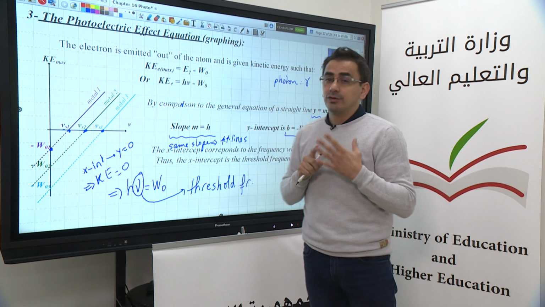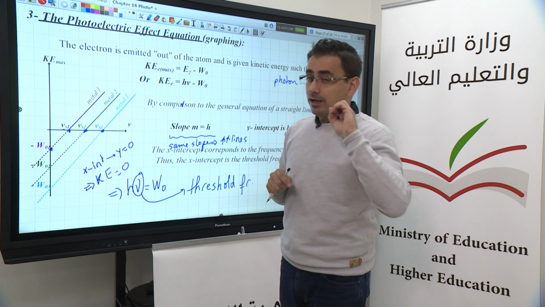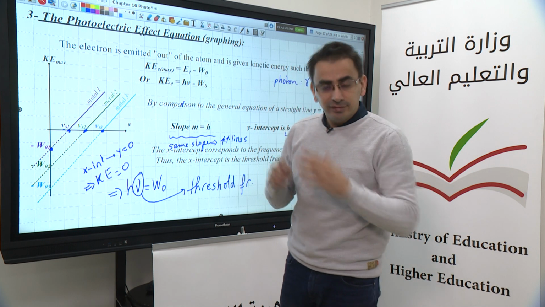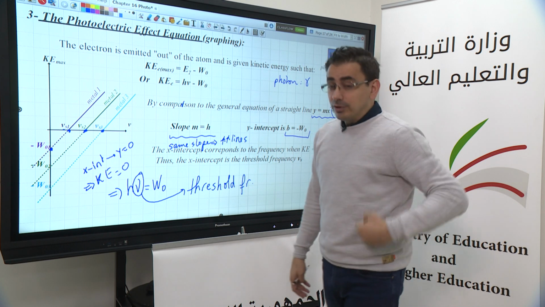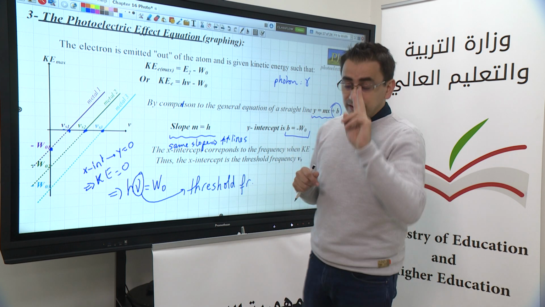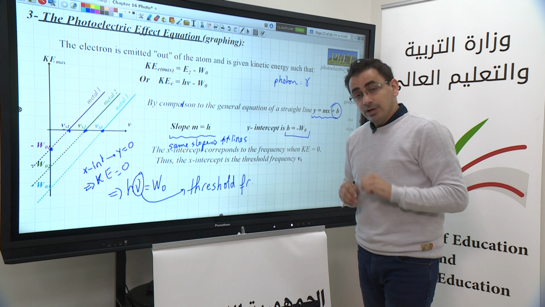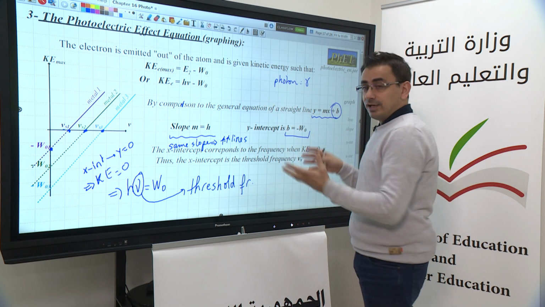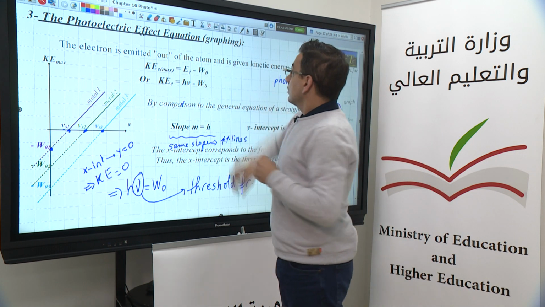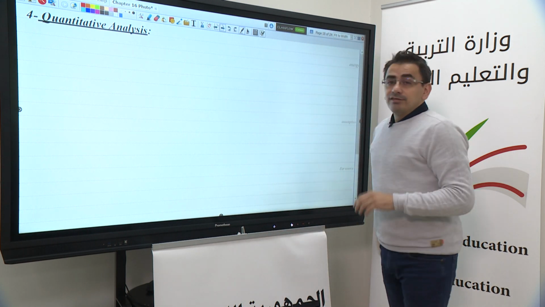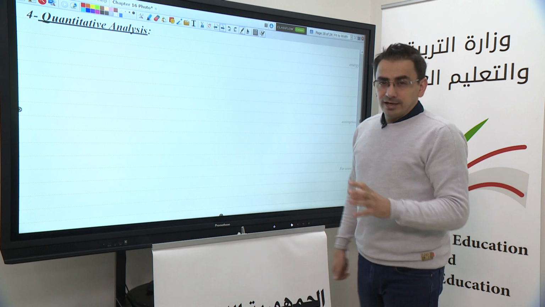I said before you can go to page 280 and work exercises 10 and 11, and you can check the answers with your teachers. Now I will move on to the second part of today's session, which is studying the photoelectric effect quantitatively using numbers. So, quantitative analysis, we talk a bit about numbers.